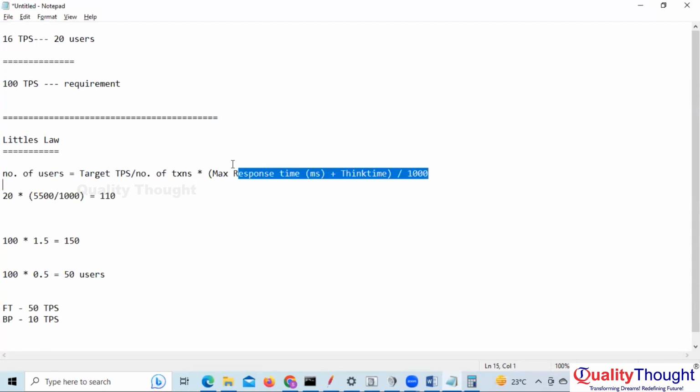Correct. That is why we are giving target TPS divided by the number of transactions. We need to divide it by the number of transactions while we are calculating this.